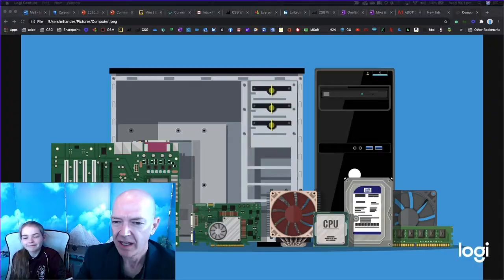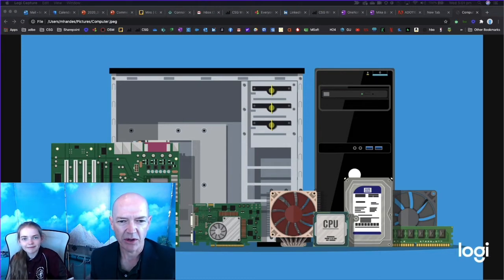Hey, so today H is for how does a computer work? And today I'm joined by my daughter who asked that original question, Eva. Welcome, Eva. Hello. Now, to get started, let's have a look at these components of a computer.